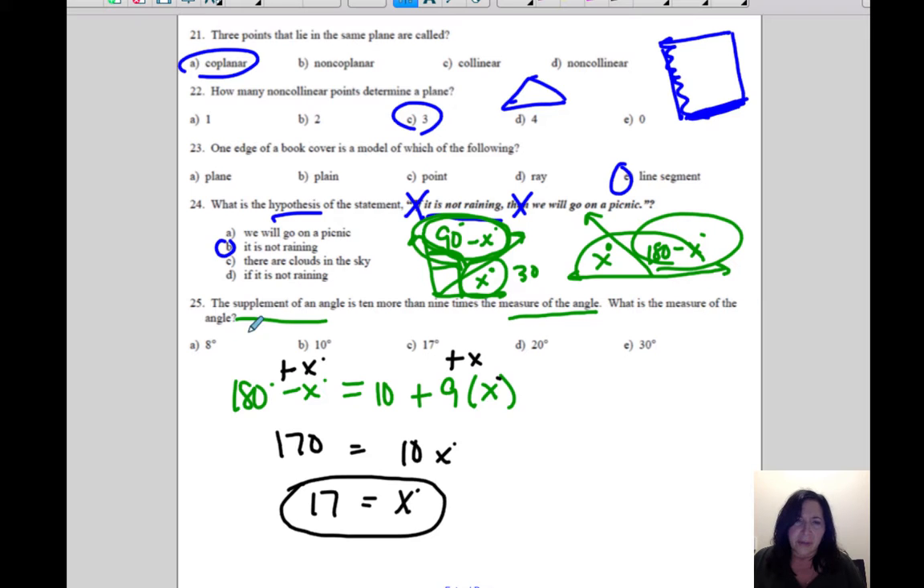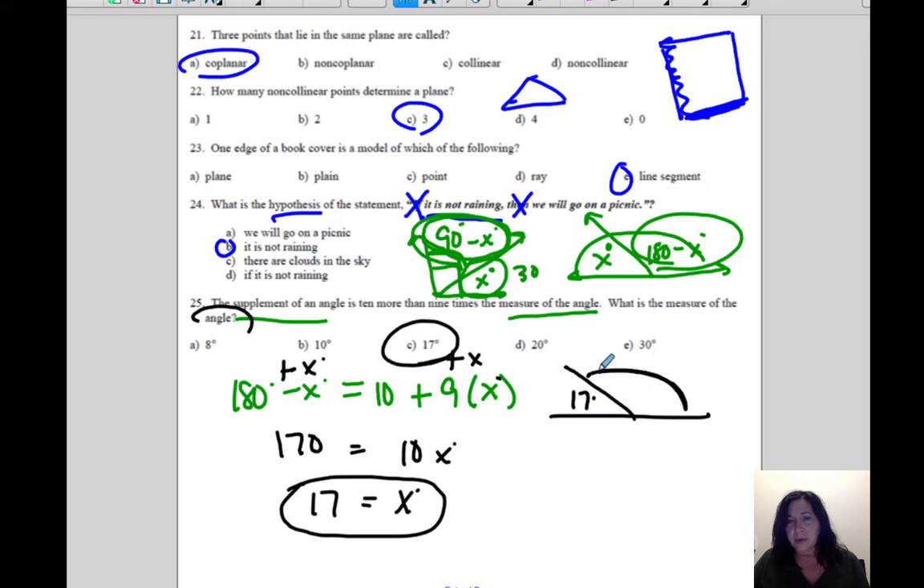What is the measure of the angle for this problem here? I guess all they're asking me is for the angle, so the angle is just 17 degrees. Just a note, on the final, I'm probably going to ask you the angle, but I'm also going to ask you the supplement, or the complement if I'm talking about that. So to get this angle, of course, you would just go 180 minus 17 degrees to get that value.